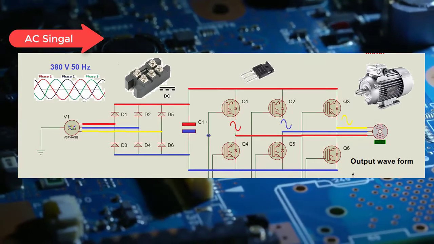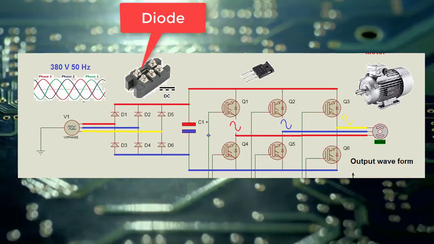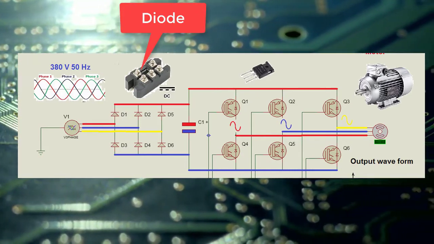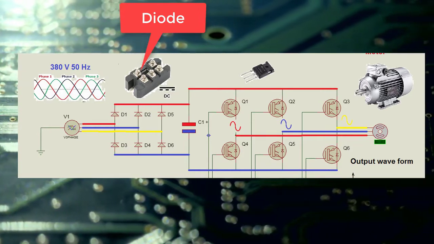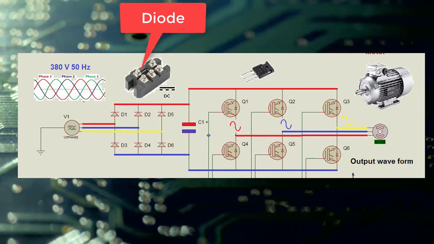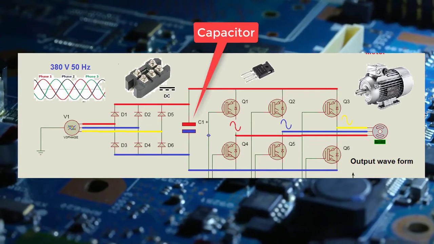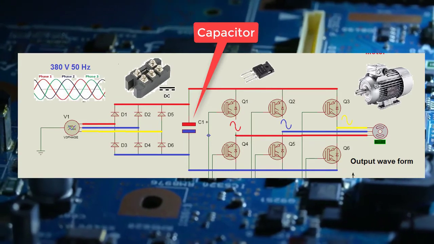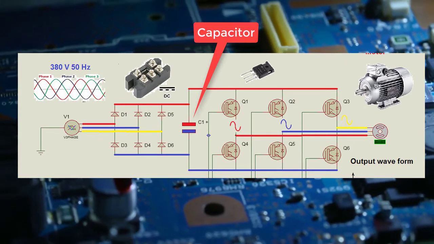First of all, when AC signal is injected into the VFD, it has to pass through the diodes. What is the purpose of diode? Diodes are there just to convert the AC signal coming in to DC. The DC signal that we are getting from the output of diodes is not very clean, so that's why we need to have a capacitor here. The purpose of the capacitor here is to clean the DC. The output that will come from the capacitor will be very nice and clean.